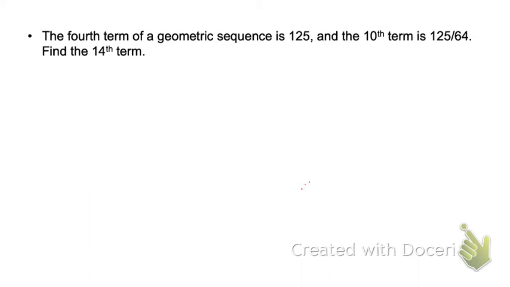Okay, so it says the fourth term of a geometric sequence is 125. So a sub 4 equals 125, all right? And the 10th term, so a sub 10, equals 125 over 64. I hate it when they write fractions like that, but that's how the book does it. So they ultimately want me to find a sub 14. So I need to write an equation, don't I?